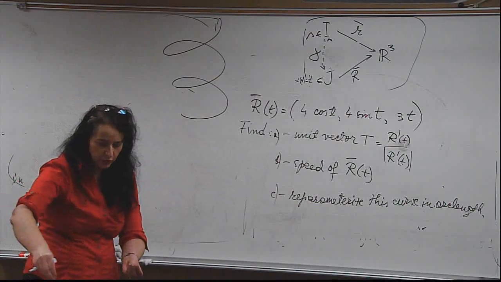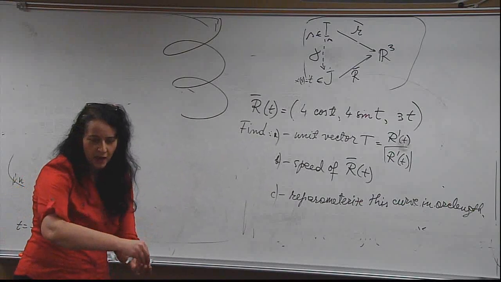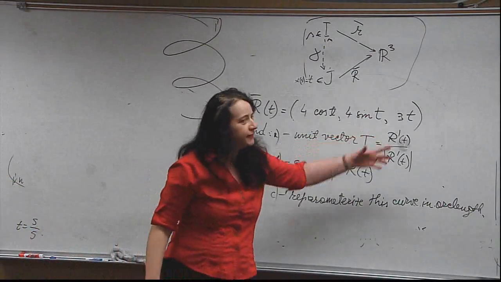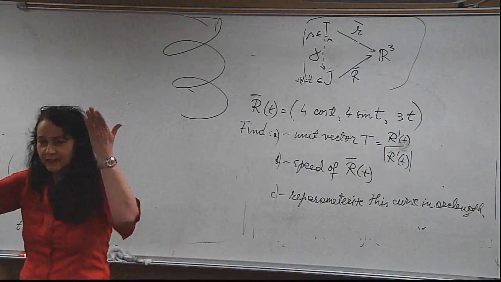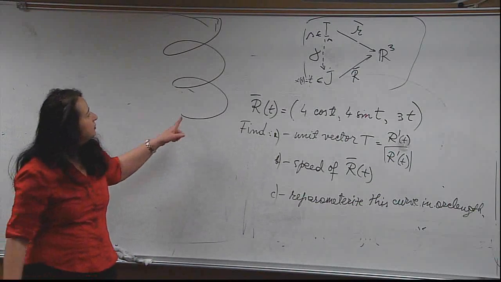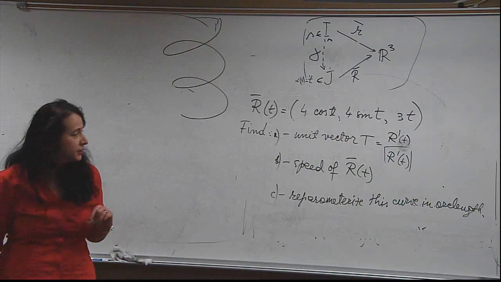So I go circular, and instead of going again circular and again circular, I go up and up and up, and this 3t tells me I should also evolve on the vertical. So instead of circular motion, I get a helicoidal motion. This is a helix.